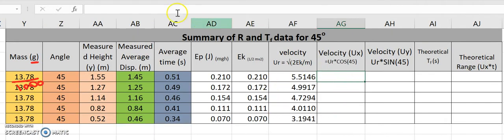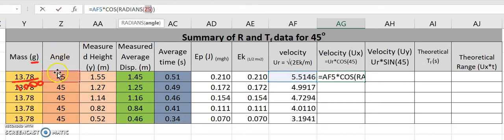So if I go back up into here, I'm going to say that this is equal to, let me paste that in, AF45. Remember, to calculate the UX component, I need to do the UR, the resultant velocity, AF5 multiplied by cos, we're converting to radians, Z5, Z5 being this column here, 45. So we're converting the 45 degrees to radians, getting the cos of that and multiplying it by the AF5, which is our resultant velocity over here.